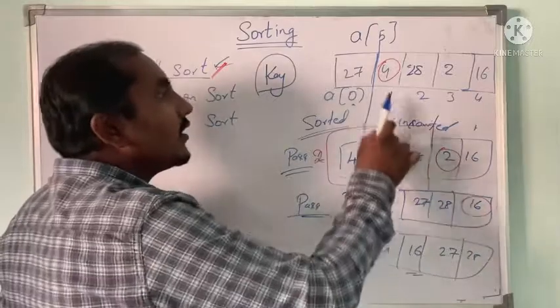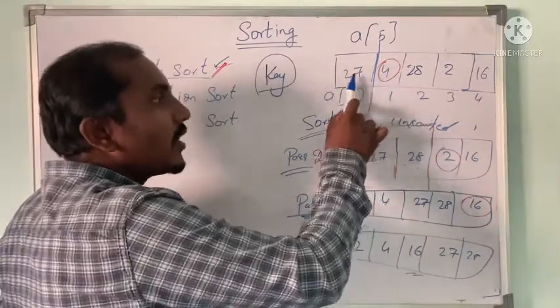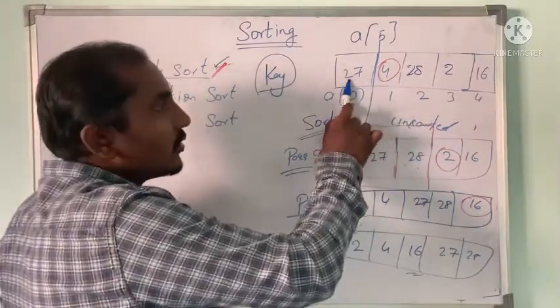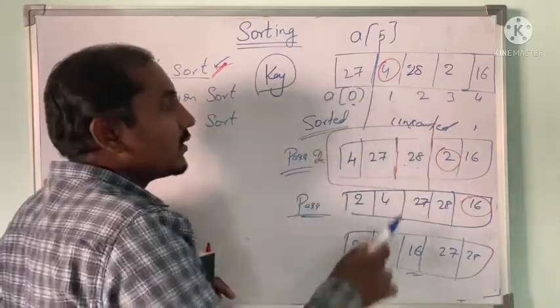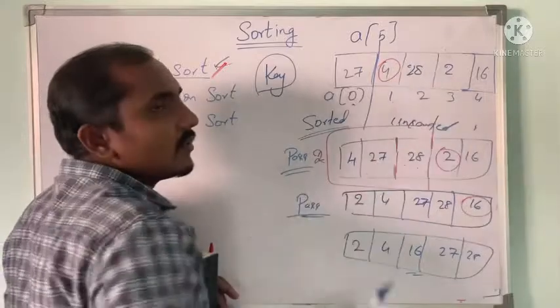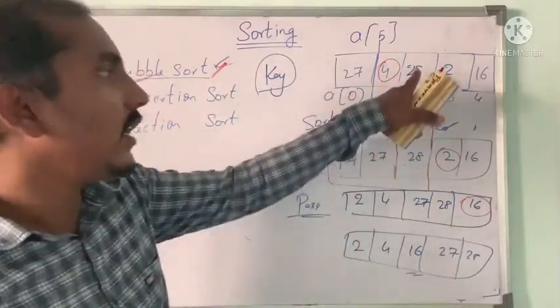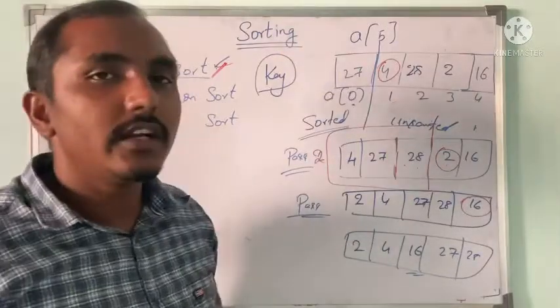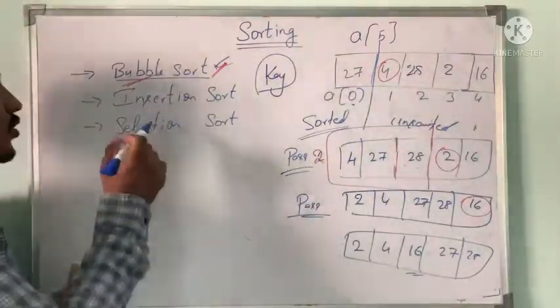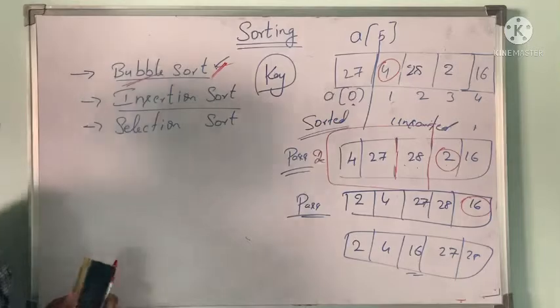From the unsorted list, we are going to take one element and it will be compared with the sorted list. So according to that, we are going to sort the element. Again, in the second pass, we are going to take 28 as a key element and it will be compared with 4 and 27. So the same method will be continued until all the elements are sorted by using insertion sort.